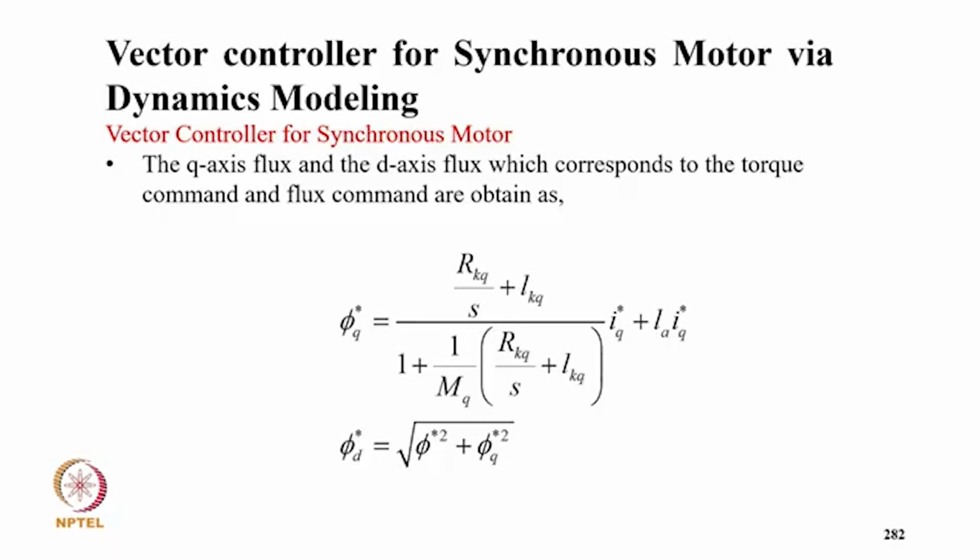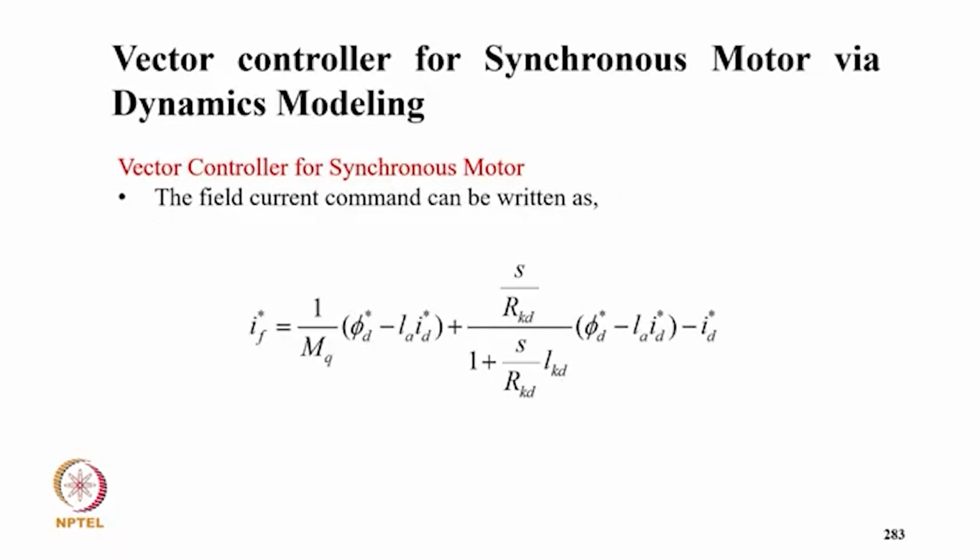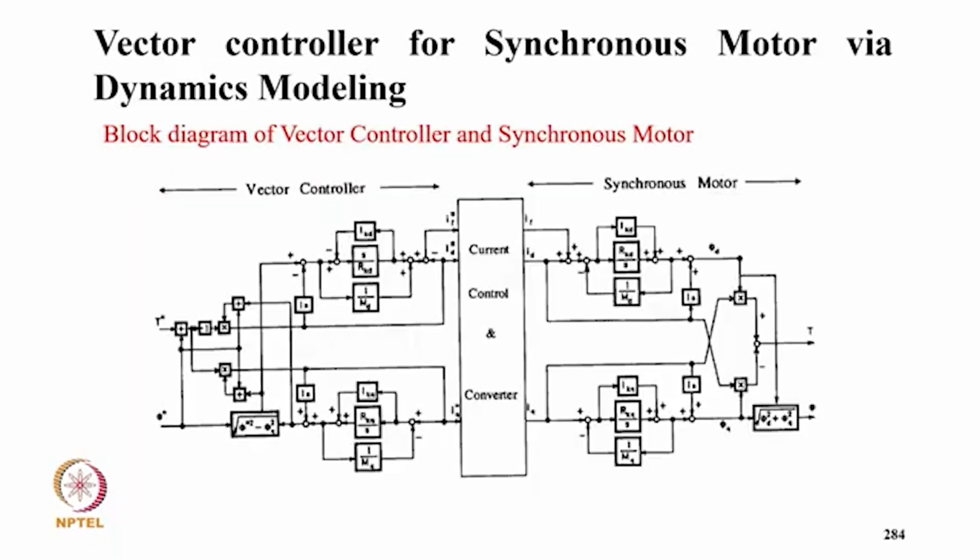The Q axis and D axis fluxes which correspond to the torque command are obtained: phi Q star equal to (RKQ over S plus LKQ) divided by (1 plus S over RKQ) times LKQ, in bracket, times IQ star plus LA times IQ, and phi D star equal to the square root of phi S squared plus phi Q squared. The field-oriented command can be written IF star equal to 1 upon MQ, in bracket phi D star minus LA ID star, plus S upon RKD divided by 1 plus S upon RKD times LKD, in bracket phi D star minus LA ID star minus ID star.